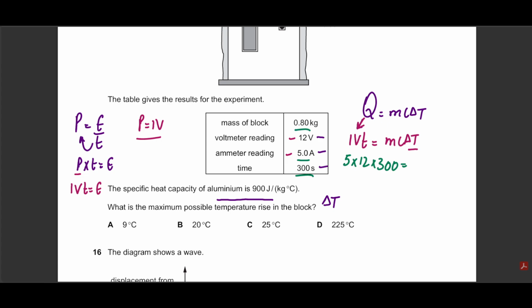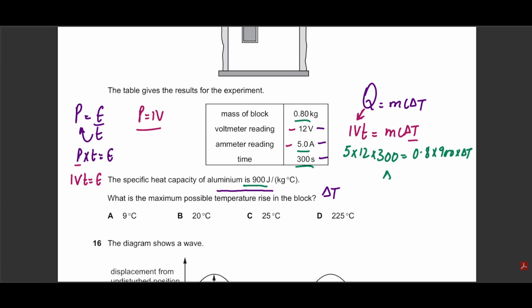Yes, it's 0.8. So this is 0.8 multiplied by specific heat capacity, which is 900, multiplied by delta T, which is what we are trying to find. So delta T comes out very clearly as 25 degrees centigrade.